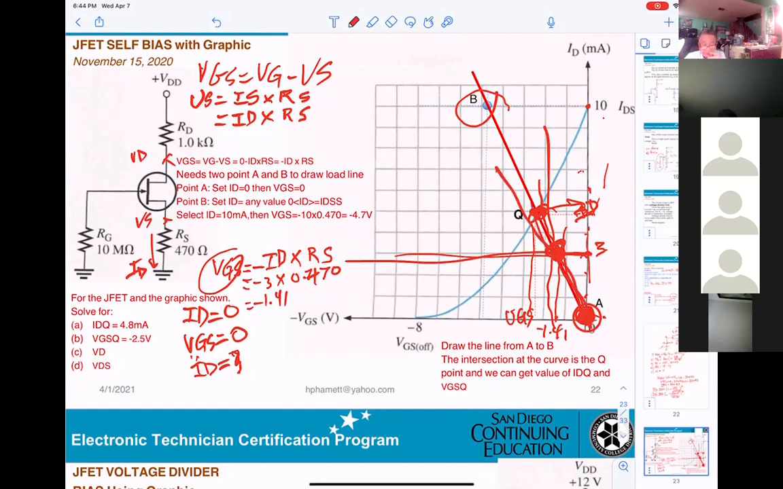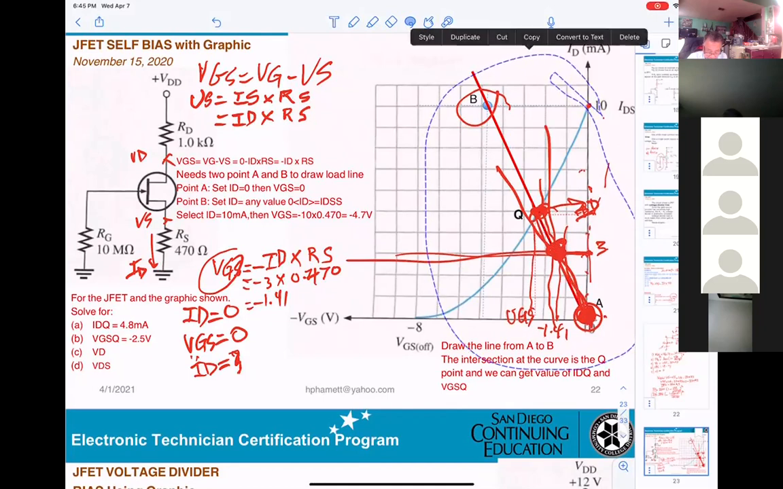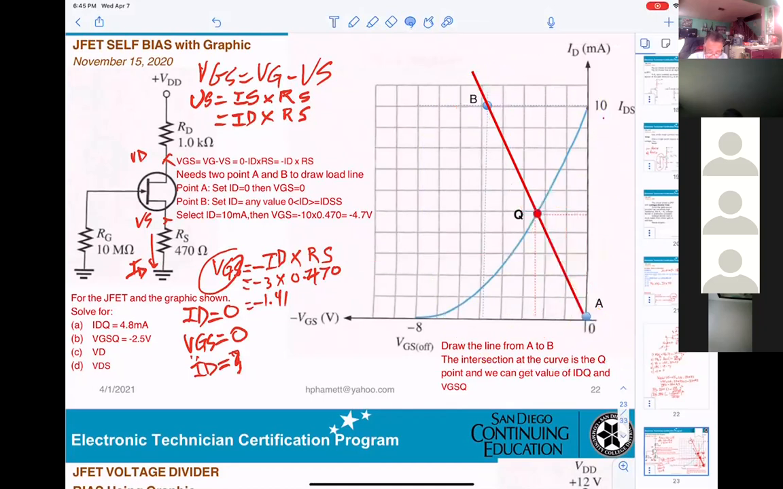So, Mr. Pham, I'm not sure it's clear how you got point B. It says set ID equals any value between IDSS and 0, but you've got point B equal to IDSS. So I don't understand.